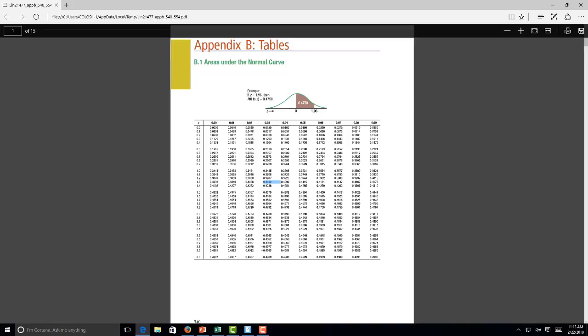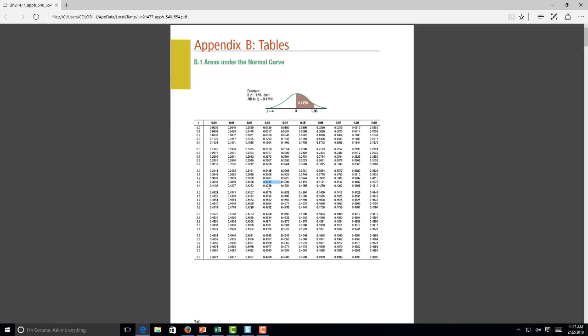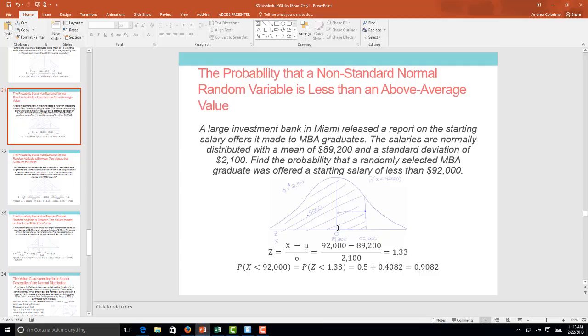Okay. Now, once again, remember what that 0.4082 represents. That is the probability from the mean to that $92,000. So from here to here is 0.4082. But what we want to know is the probability of $92,000 or less. So once again, we know what this probability is, but we have to include the other half.